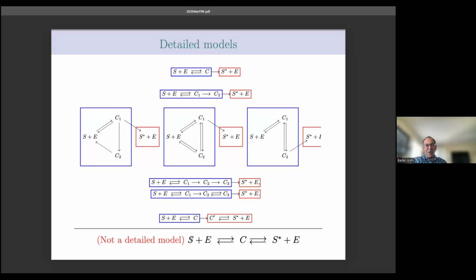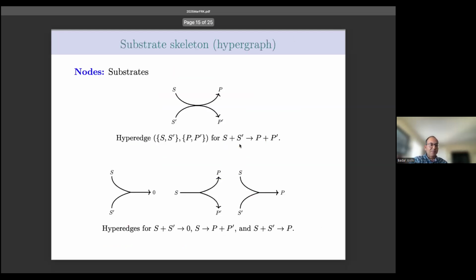And in fact, if you think about this reaction, this is really different because if you start with a certain amount of S, that is not going to get all used up and convert into S star. In fact, you will reach some sort of a steady state where you have a positive concentration of S and positive concentration of S star. So in fact, you cannot even say that S is the reactant and S star is the product, right? They're completely symmetric. So this is not a detailed model, okay? But everything else is. All right.